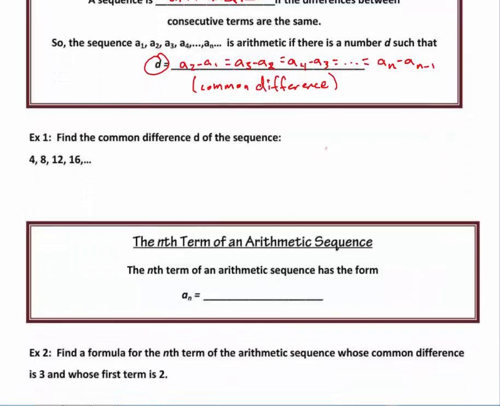All right, so find the common difference d of the sequence. So real easy. Okay, 4, 4, and 4. So d equals 4. And that's all we're doing right now.